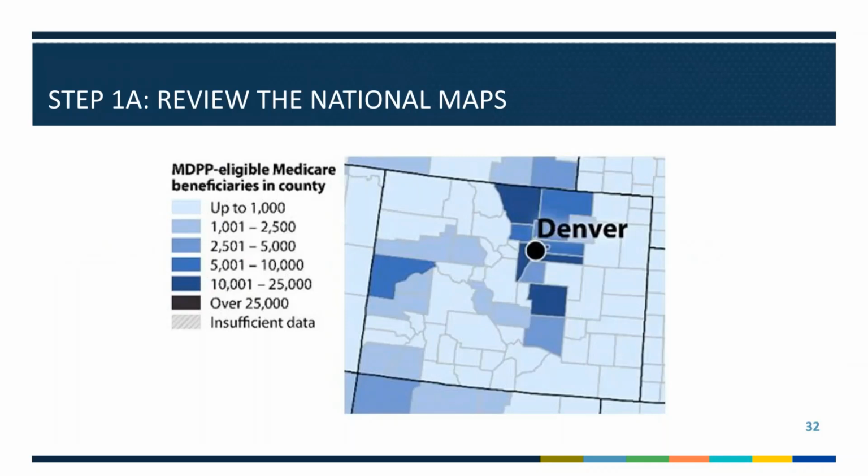As you look at the screenshot of Colorado from the national map, note that darker shapes represent counties with higher numbers of MDPP eligible Part B beneficiaries, and lighter shapes represent counties with lower numbers. Health department staff review the Colorado map and can see that counties surrounding the city of Denver have the highest estimated number of MDPP eligible Part B beneficiaries in Colorado. They also see that the majority of the counties along the southern or eastern borders of the state have relatively low numbers of MDPP eligible Part B beneficiaries, meaning 1,000 or less.